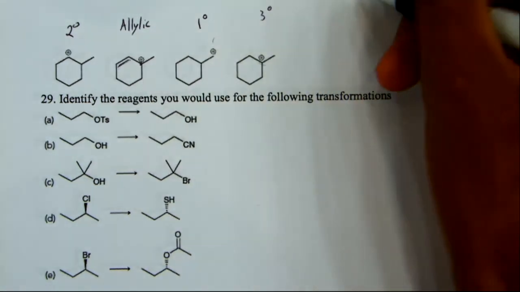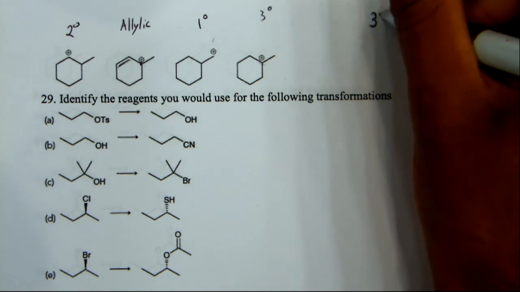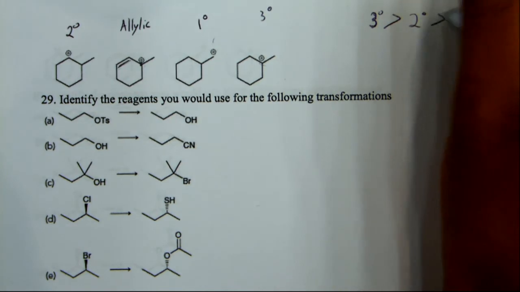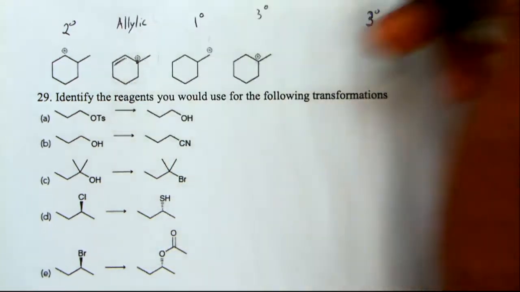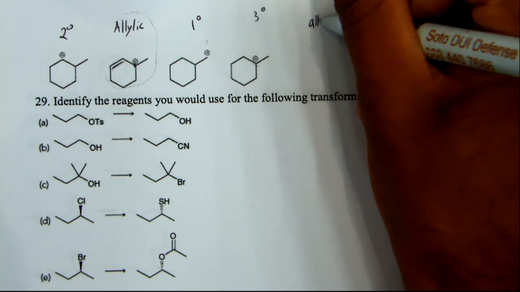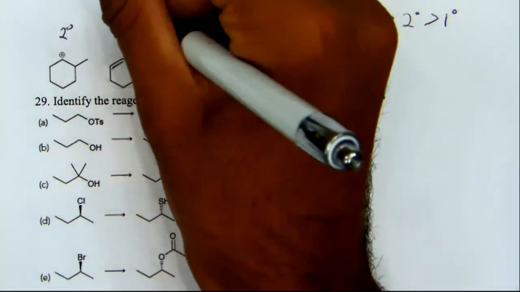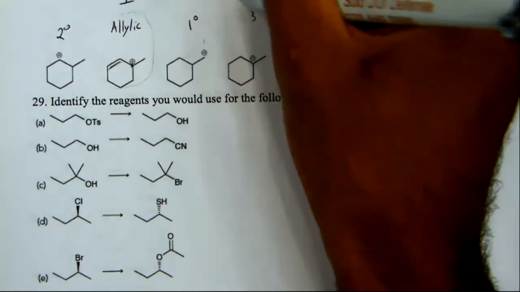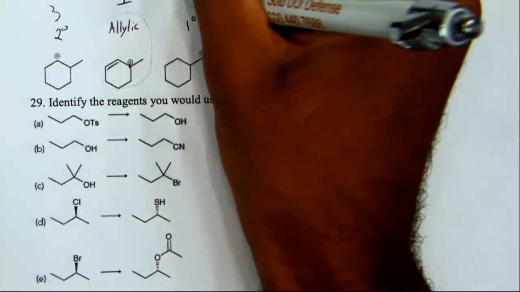So knowing that, the most stable things that you guys have to worry about most of the time is just tertiary, and then it goes secondary, and then primary. But if you ever see this, this is extremely stable because it's resonance stabilized. So allylic takes priority over this. So that would mean this is your most stable, this is your second most stable, this is your third most stable, and this is your fourth most stable.